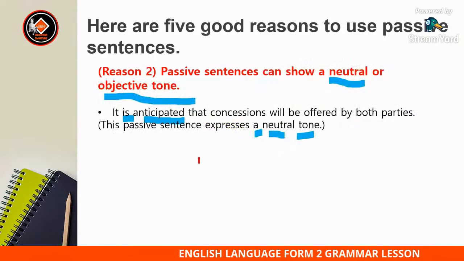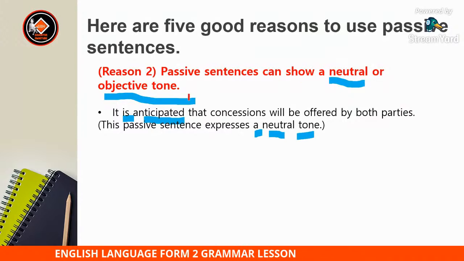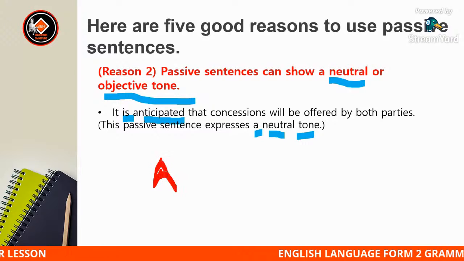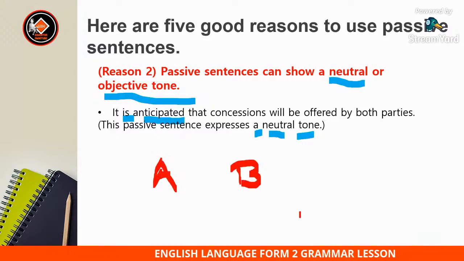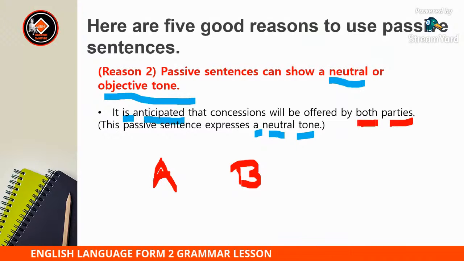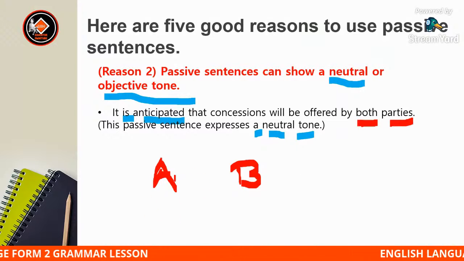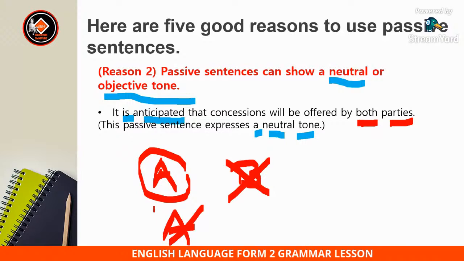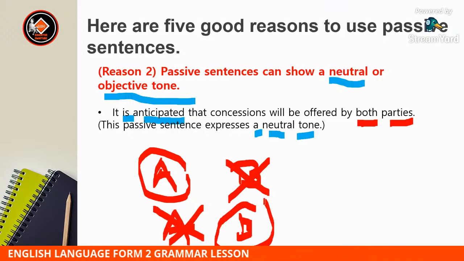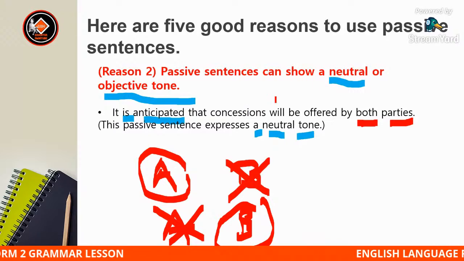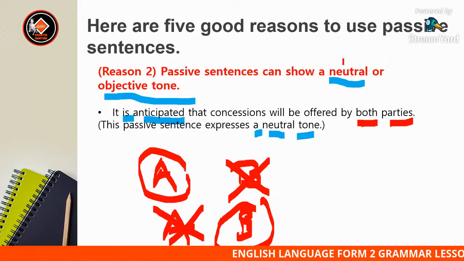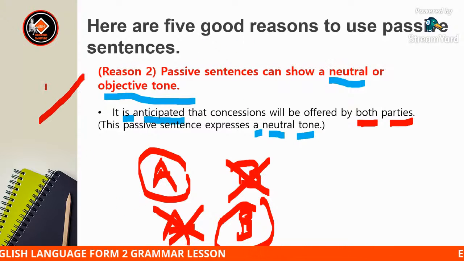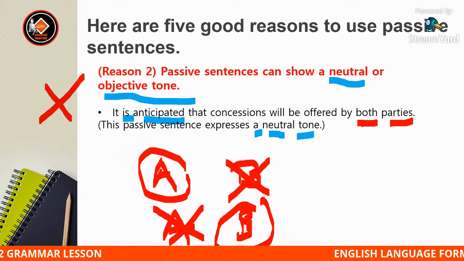Next. Reason 2. Passive sentences can show a neutral or objective tone. Neutral means you are not going to, for example, there are two parties, A and B. So you do not want to say, oh, I like A, I don't like B, or I don't like A, I like B. So you're not going to show any bias. So you are going to be neutral. So you can write for passive, but don't worry, normally you don't bother about this. For your level, form 2, you don't concentrate on this.